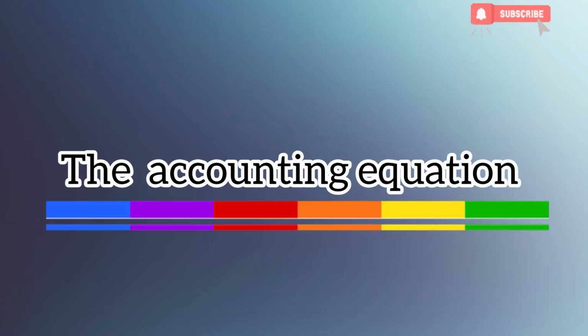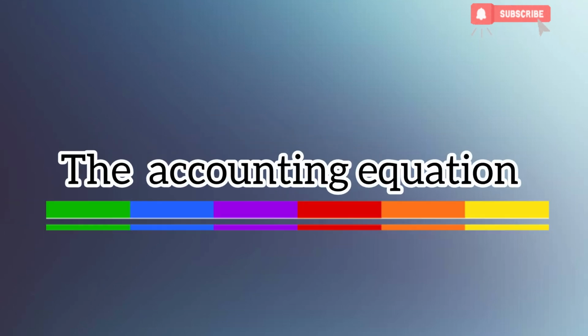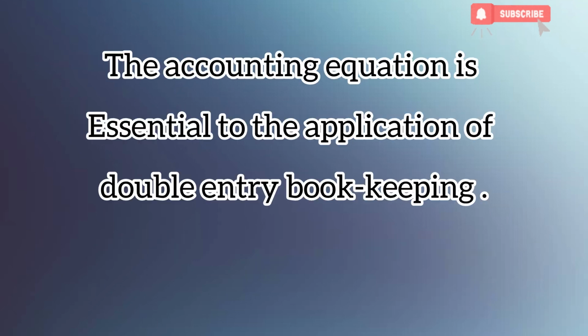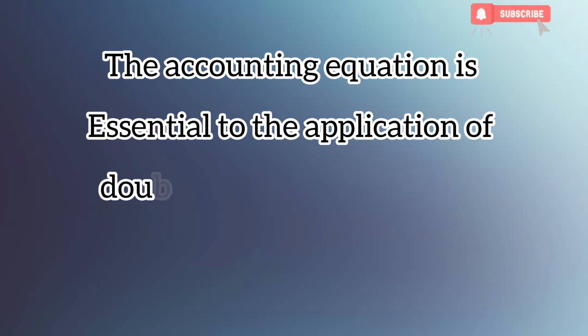Thank you. We are learning and understanding the accounting equation today, so let's get started. The accounting equation represents the relationship between three important components: assets, liabilities, and capital or equity of a business. However, the accounting equation explains how the company's total assets are equal to the sum of its liabilities and its shareholders' equity or capital. The accounting equation is essential to the application of double entry bookkeeping, where every transaction has a dual effect on the financial statement.